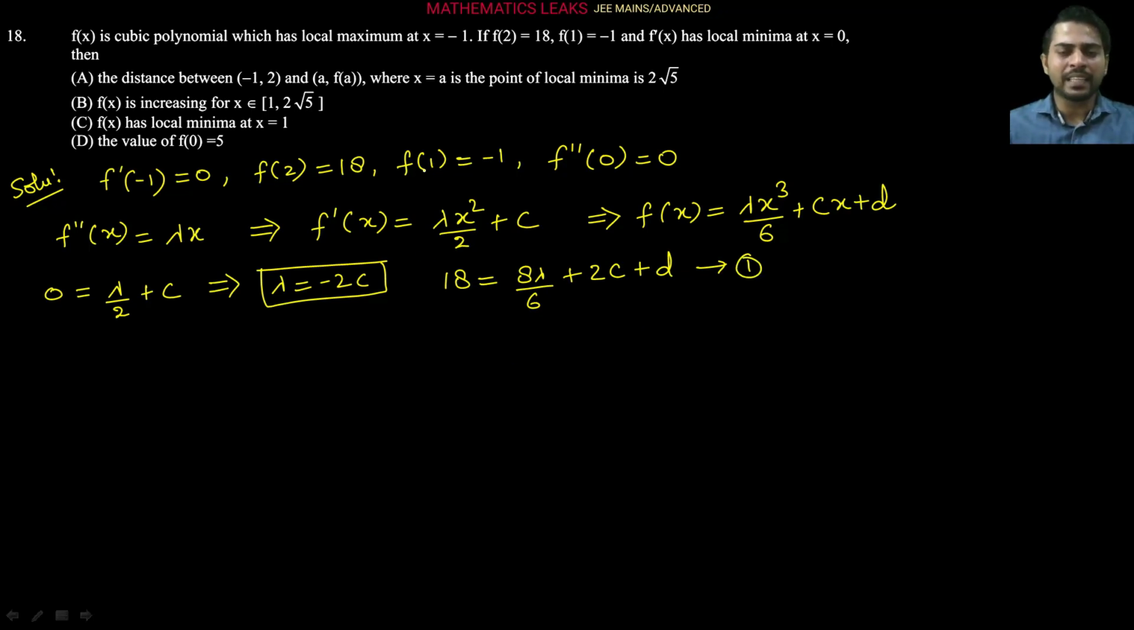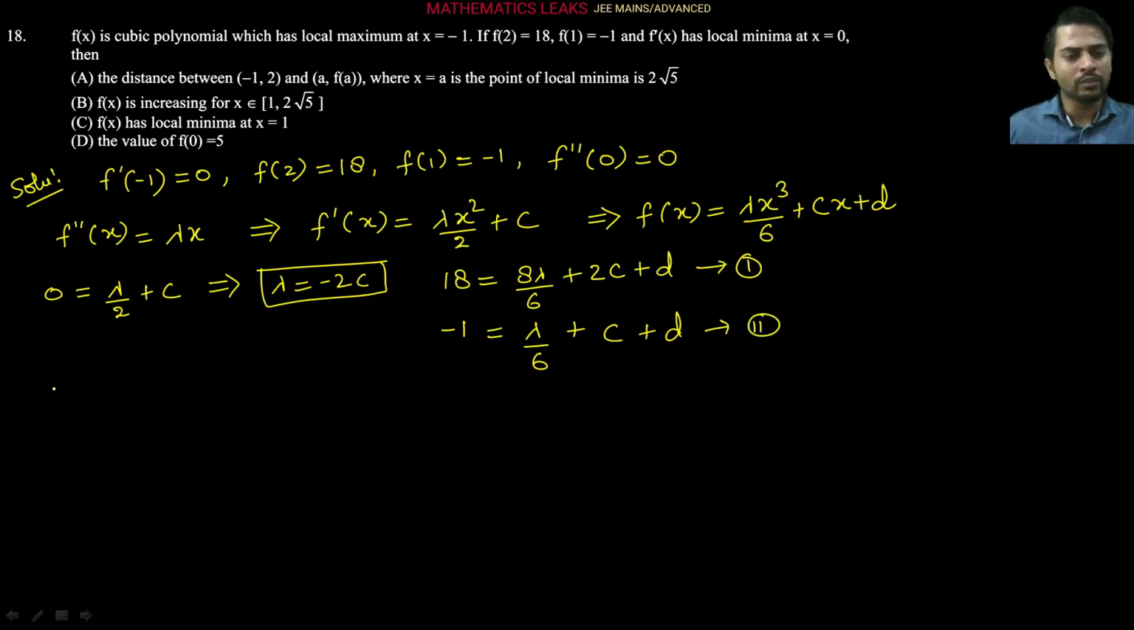And another data is f of 1 is equal to -1. F of 1 is equal to -1. So here we are putting x is equal to 1. So we are getting -1 on this side is equal to lambda by 6 plus c plus d, right? So from here, let's suppose this is our equation number 2.